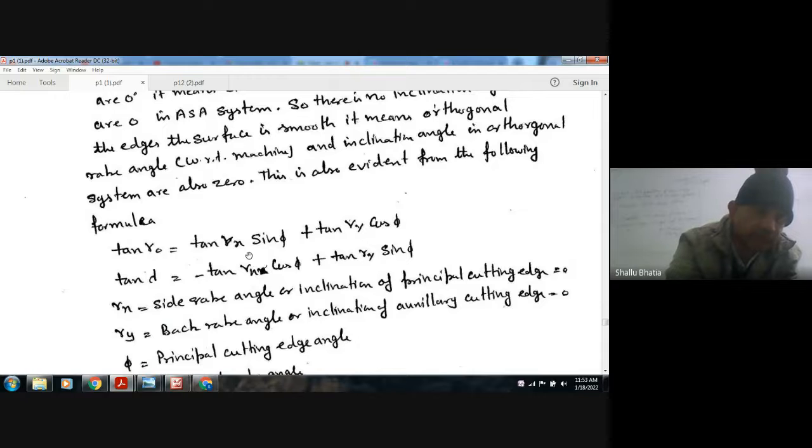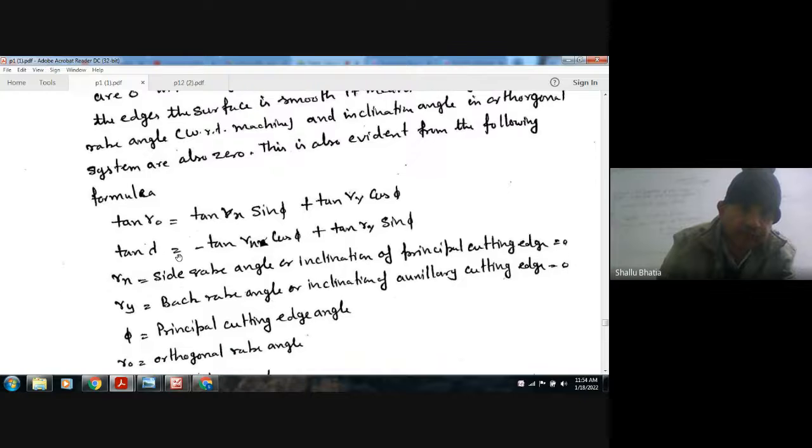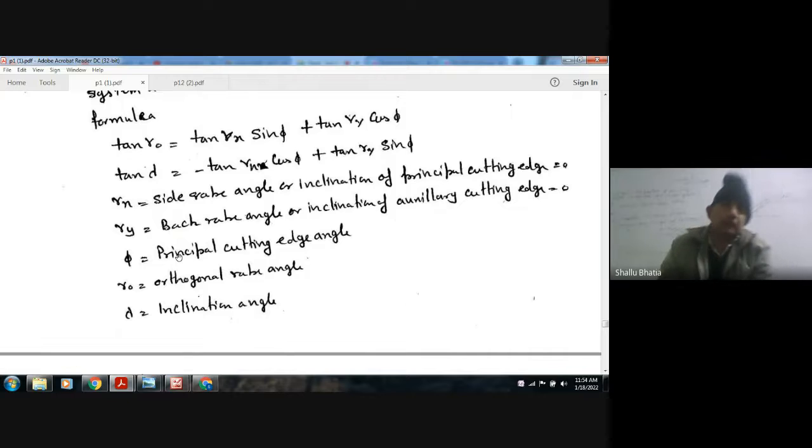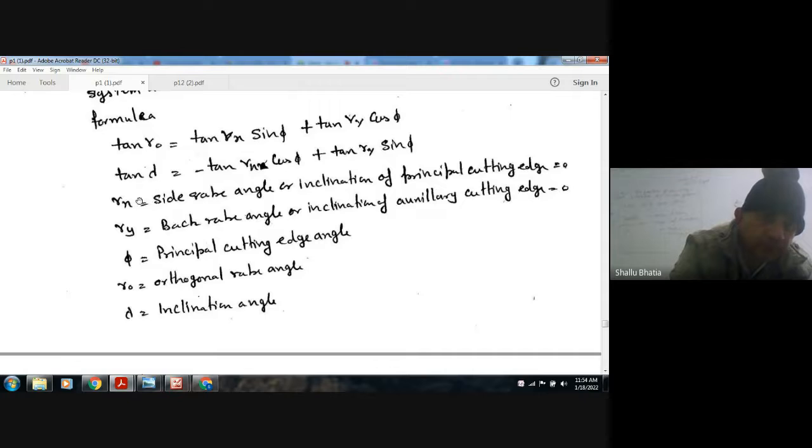We can use this formula also to find out this concept. Tangent gamma naught is equal to tangent gamma x sine phi plus tangent gamma y cos phi, and tangent lambda is equal to minus tangent gamma x cos phi plus tangent gamma y sin phi, where gamma x is the side rake angle or inclination of the principal cutting edge, that is 0, and gamma y is the back rake angle or inclination of the auxiliary edge, that is 0. So gamma x and gamma y are 0.